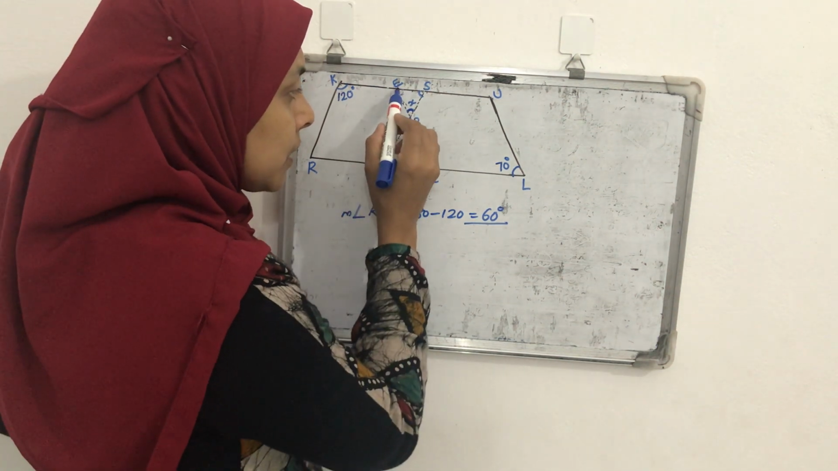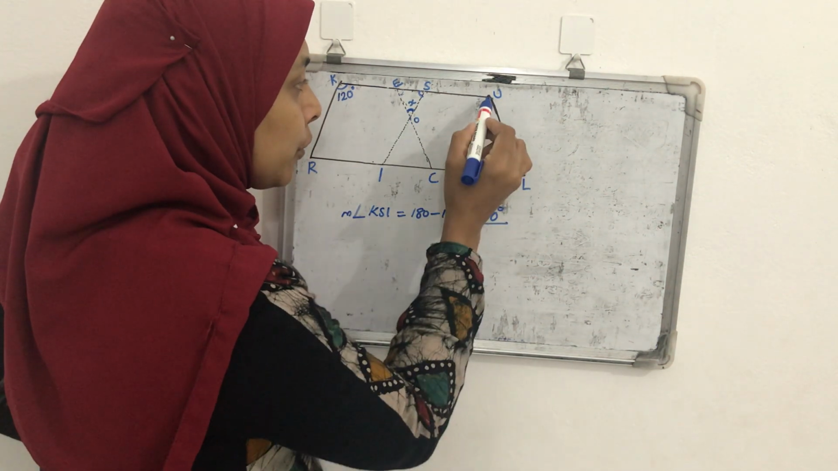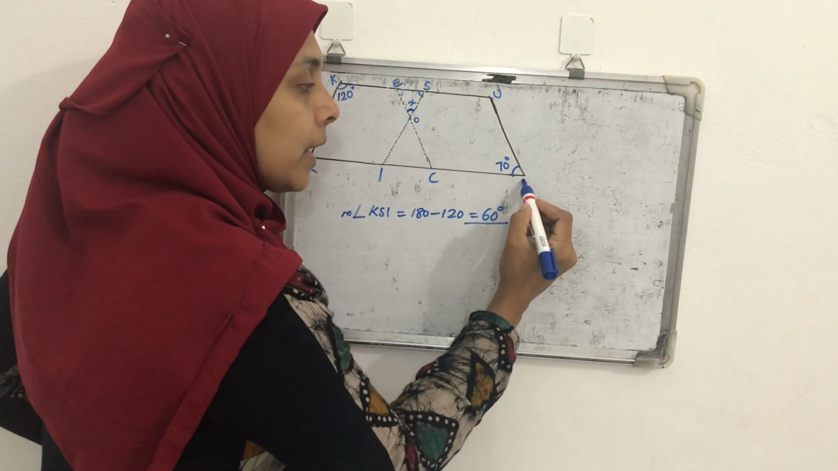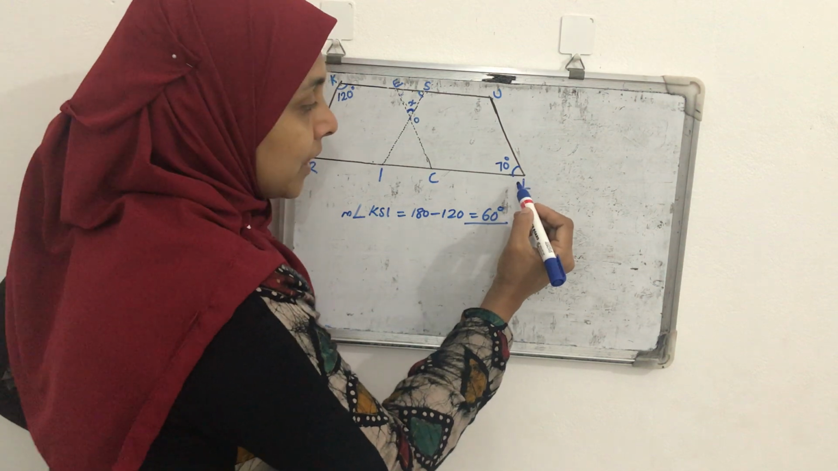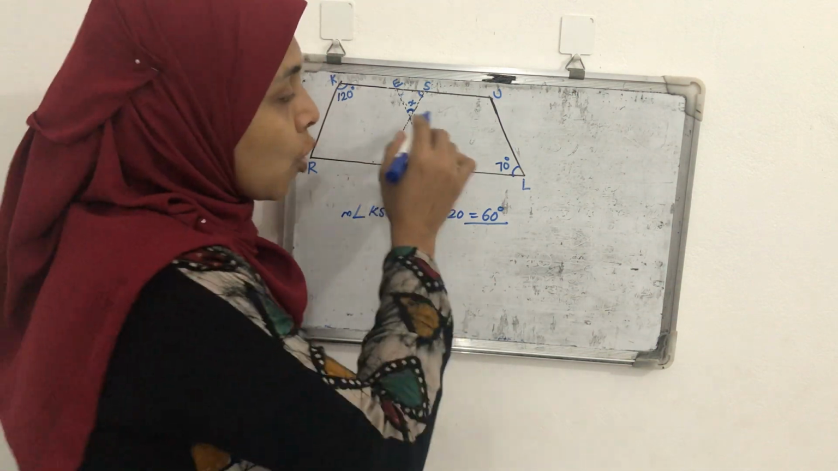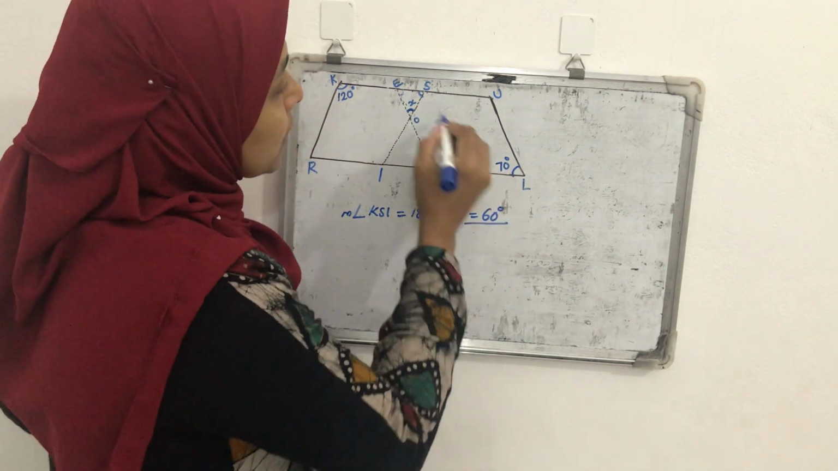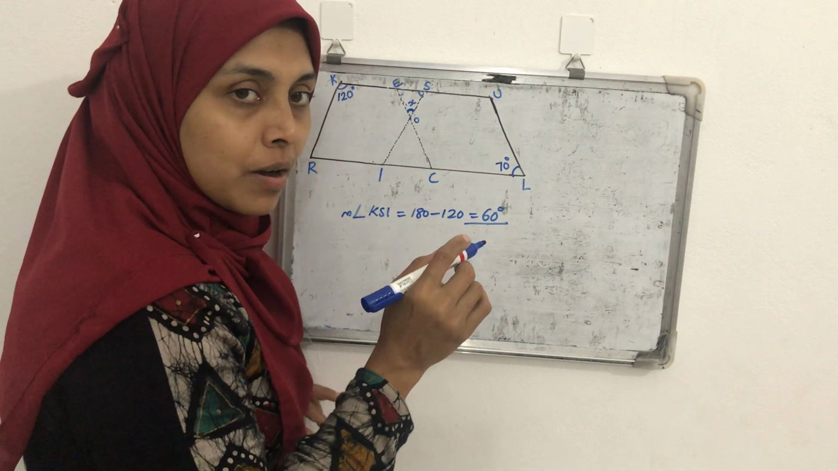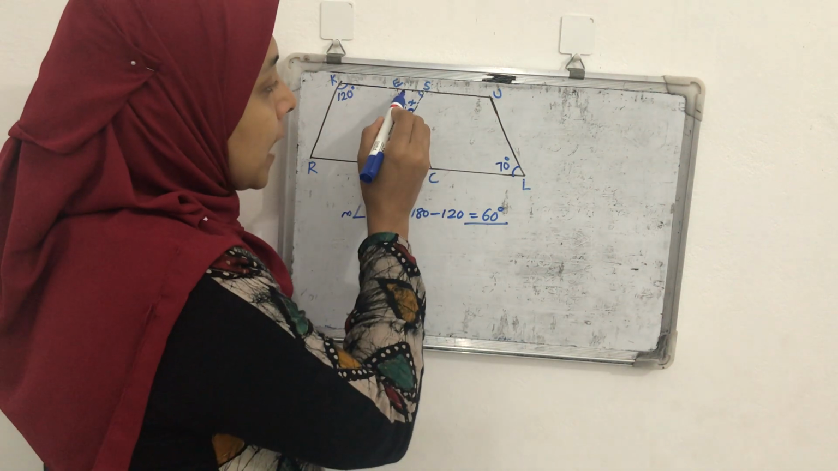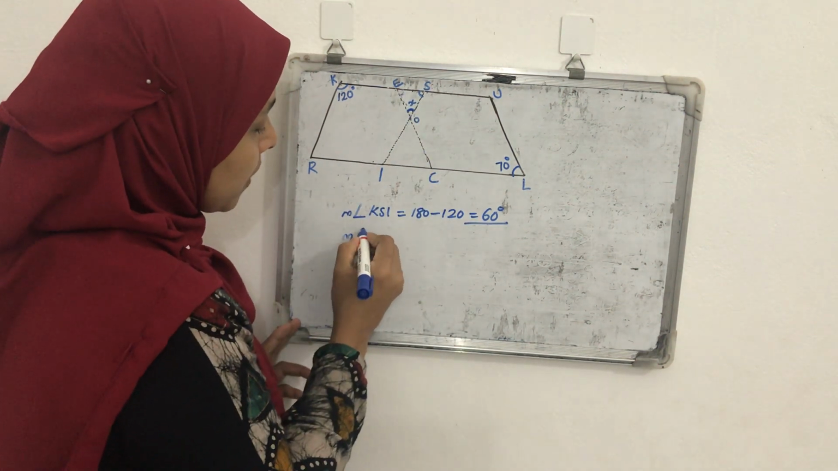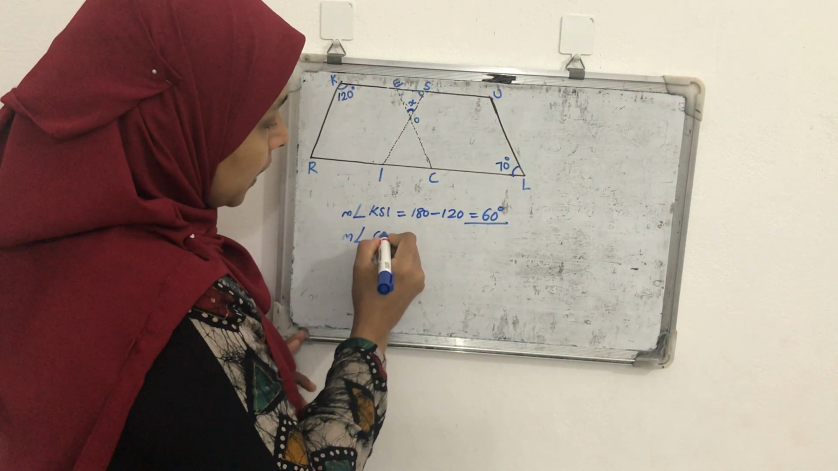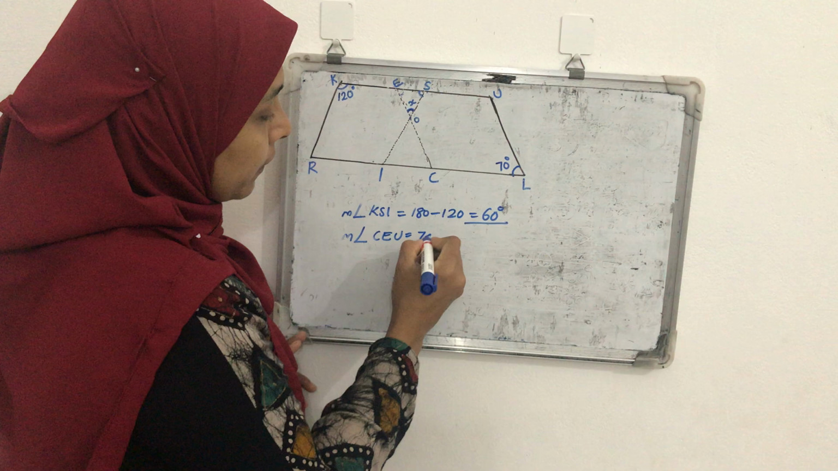This is also another parallelogram. CLUE is another parallelogram, and its angle L is given as 70 degrees. If it is 70 degrees, what will be this angle E? They are opposite angles, and opposite angles of a parallelogram are equal. We know that property. Using that property, we find this angle E, or we can name it the measure of angle CEU, equal to 70 degrees.